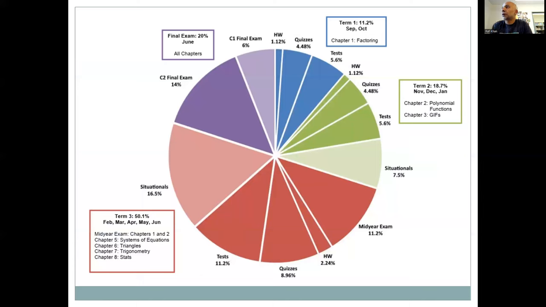This pie chart, and actually all the information that's being shared with you right now, is on the course outline that was shared with students on day one of the school year. This pie chart gives you an idea of the overall weightings for everything that we do over the course of the year.